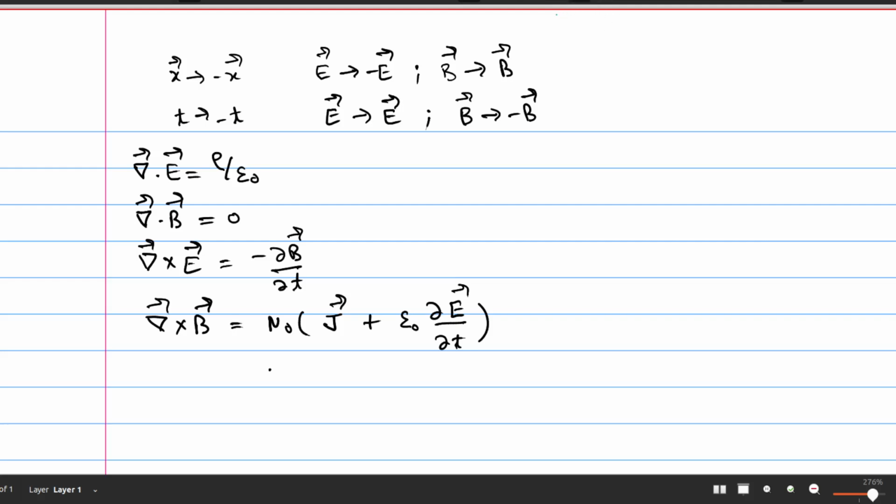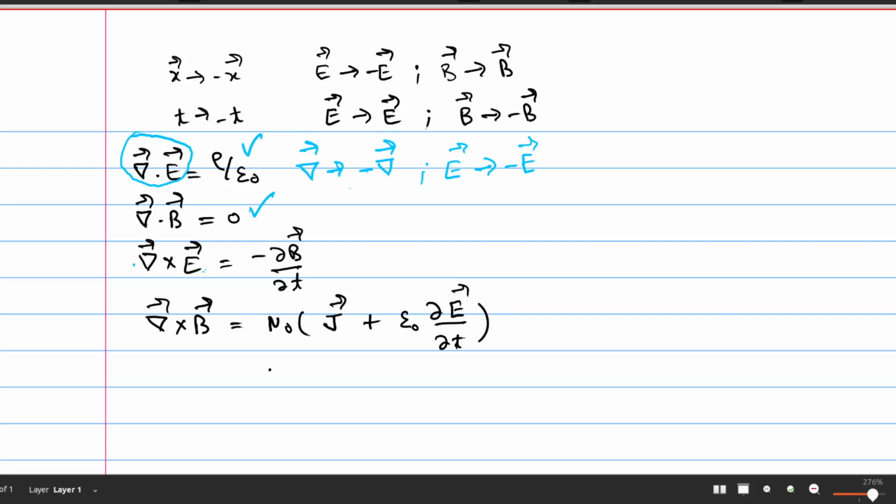Now under parity, del goes to negative of itself and E also becomes negative. Therefore this quantity, divergence of E, remains invariant. Hence this first equation remains invariant. In the second equation, del again goes to negative of itself and B remains invariant, so we get a negative sign on the left hand side, but on the right hand side we have 0, so this equation also remains invariant.